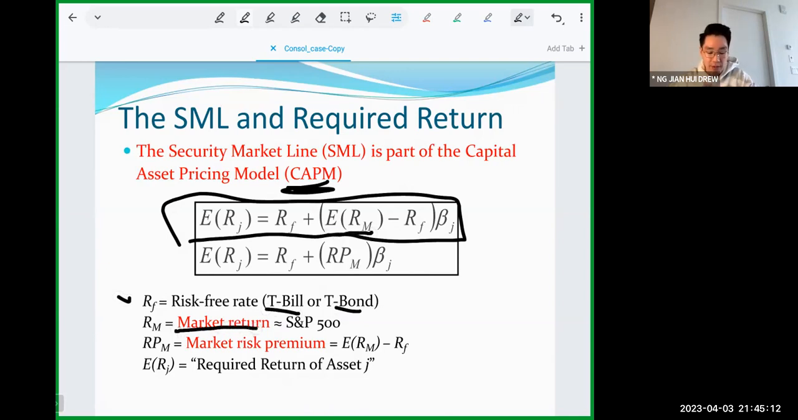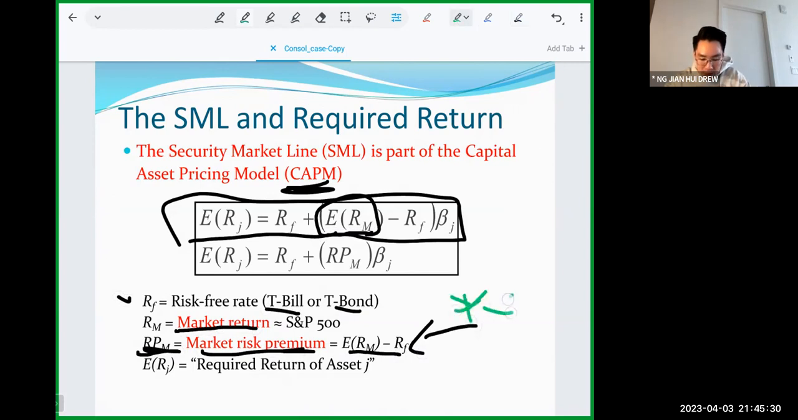RM is the market return, not market risk. This is important: this is market return. RMP is the market risk premium, which is given by expected market return minus RF. I want you to be very careful with this. I'll put 2 stars here, because you need to read the question very carefully. Are they giving you market risk premium, or market return? There are 2 formulas here. If they give you market risk premium, use this. Market return is this one.